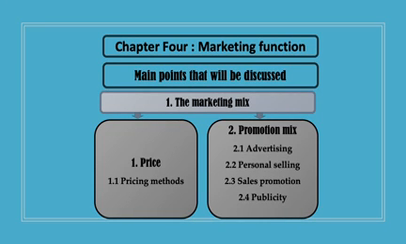Today we are going to discuss the final part of marketing function. The main points that will be discussed include price, and we are going to explain the different methods that can be used for setting an effective pricing system.